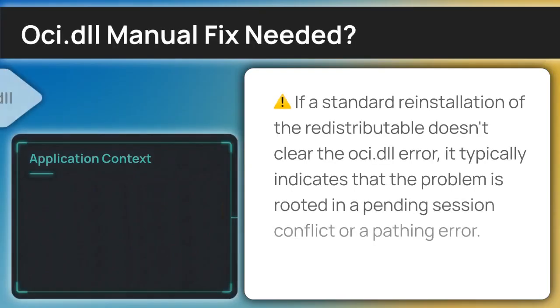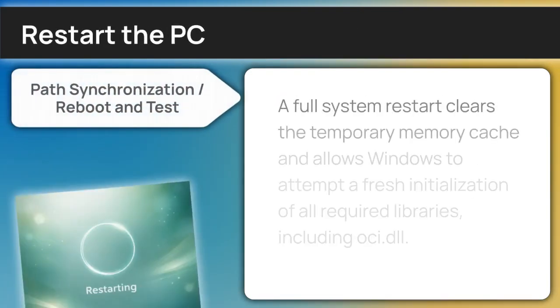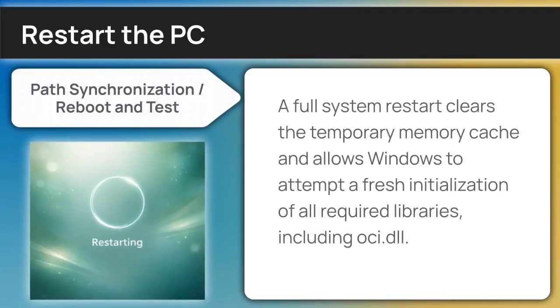When a standard software refresh isn't enough, we need to bypass the automated installers and look at manual system state resets. If your system has been running for an extended period, a reboot might be necessary to resync your background processes and clear any temporary locks on the Oracle Call Interface file.